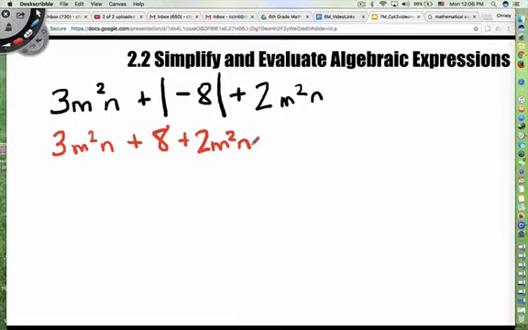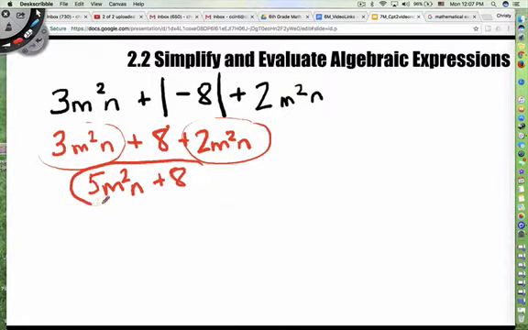We identify like terms to further simplify it. This term and this term are similar because it's n to the first power, m to the second power. Here again is the same thing. So we can combine these two. You don't have to rewrite it using the commutative property if you don't want. You can just identify that those are there. Plus 8. And that's as simple as you can do it. You cannot combine those terms.